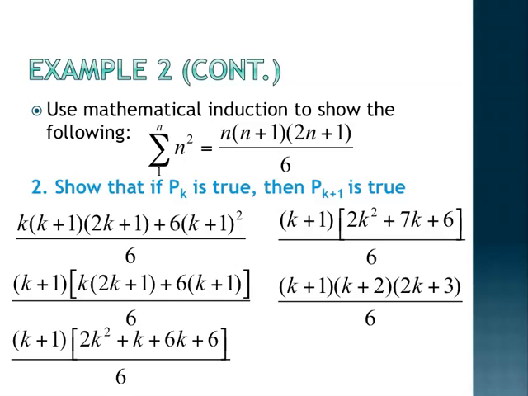And so now we've shown that the left-hand side of P sub k plus 1 is equal to the right-hand side of P sub k plus 1. So therefore, since we've shown that this is true for the first one, P1, and we've shown that P sub k implies P sub k plus 1, therefore we know this is going to hold true for all values of n.